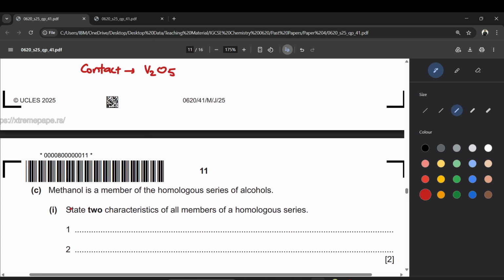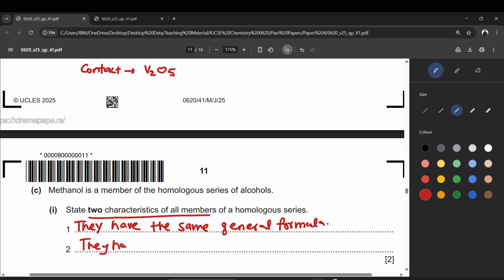Okay. Methanol is a member of the homologous series of alcohols. State two characteristics of all the members of a homologous series. So we know that we can say that they have the same general formula, they have the same functional group.